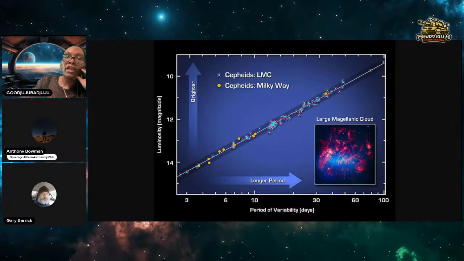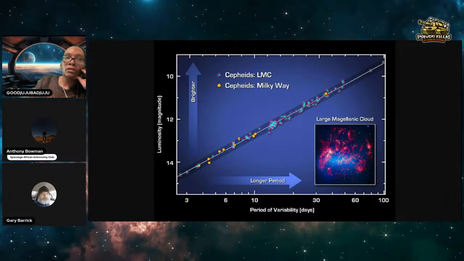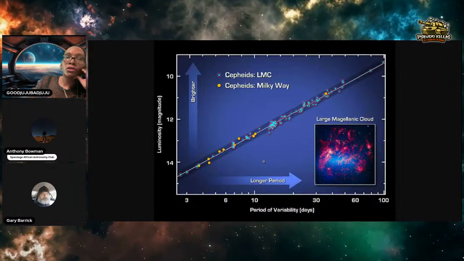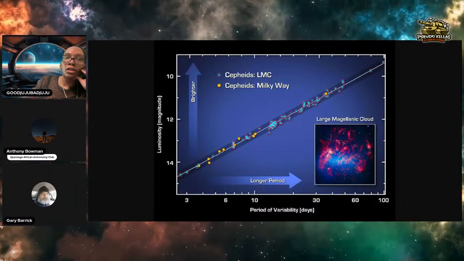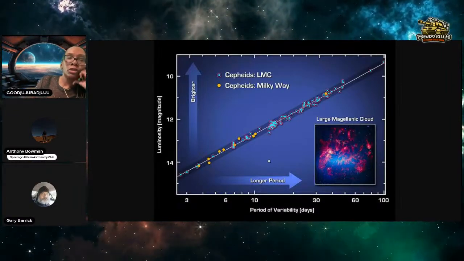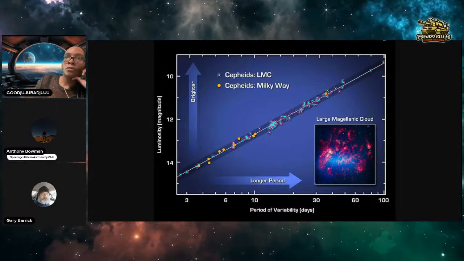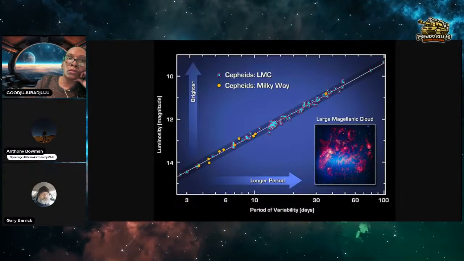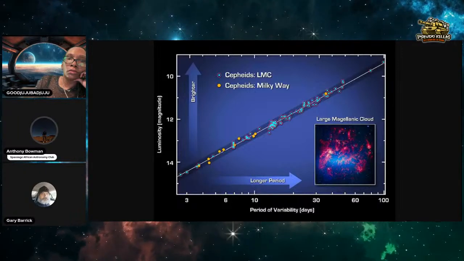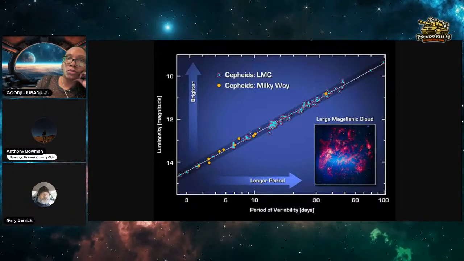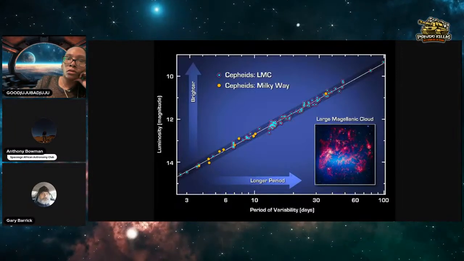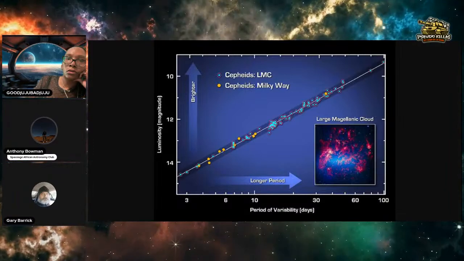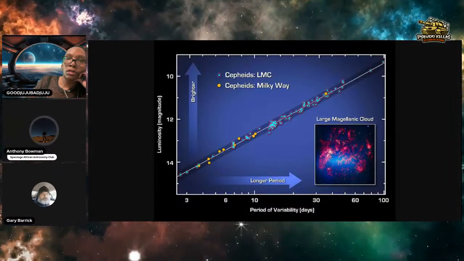Cepheids in the Milky Way are the yellow ones, you'll see. And the blue ones are the ones in the Large Magellanic Cloud, which I thought was awesome. And look at that once again, like we say all the time, if you've got some good science, you'll come up with a very, very useful graph. You know what I'm saying?